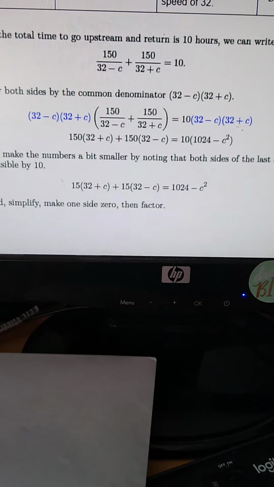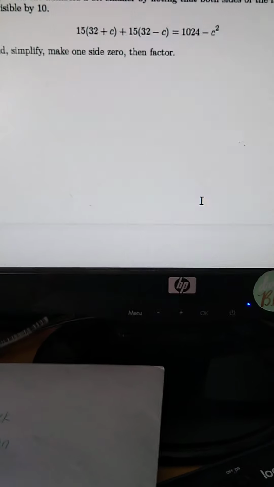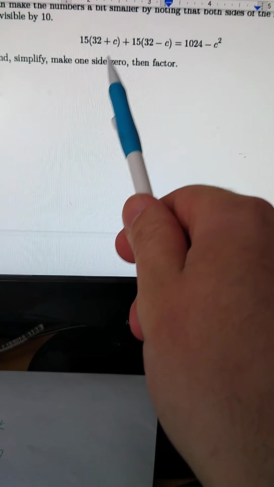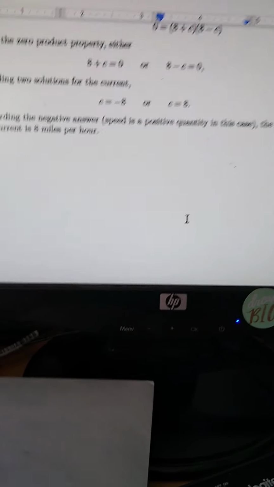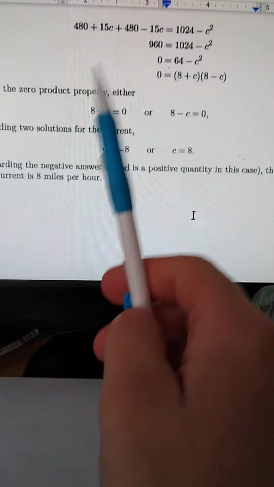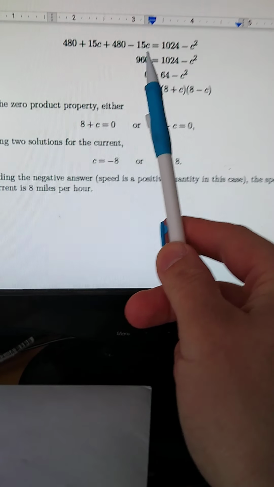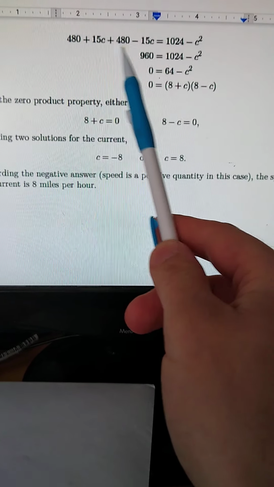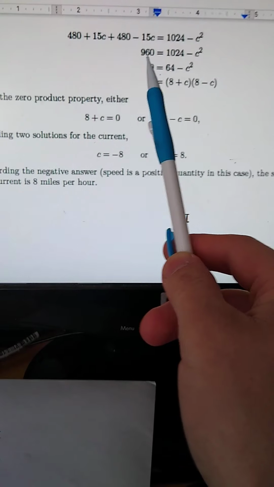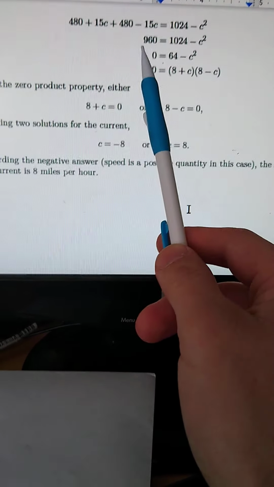So what I have now is some distributing to do. When I distribute this out, 15 times 32, 15 times c, 15 times 32, 15 times c, I end up with 480 plus 15c and 480 minus 15c. Well, it's kind of nice because these 15c's will cancel out. 480 plus 480 makes 960. Now we have a nice easy equation, even though it was starting to look complicated. Works out nice and easily.